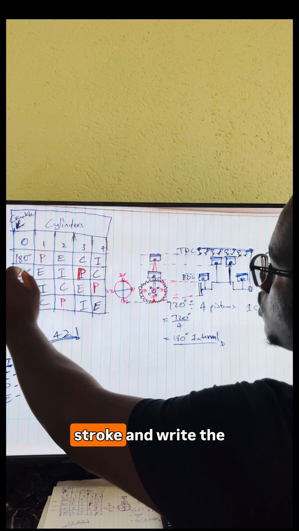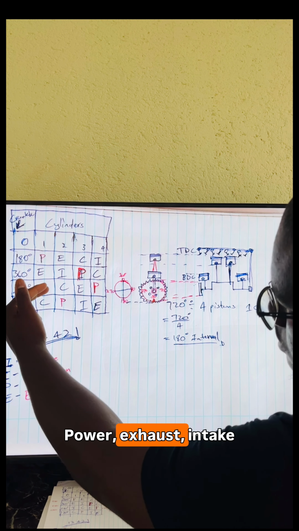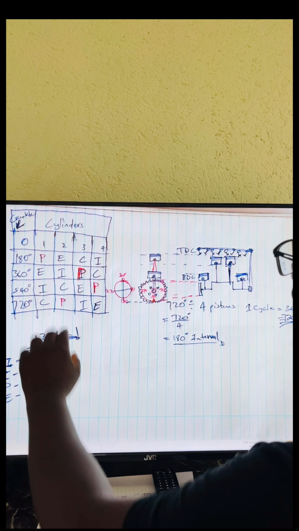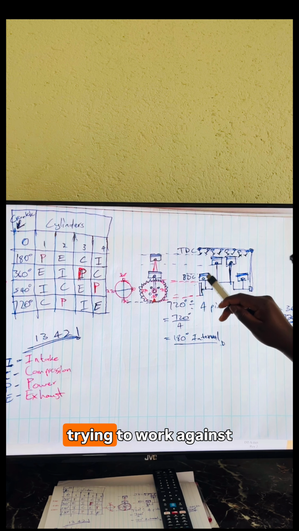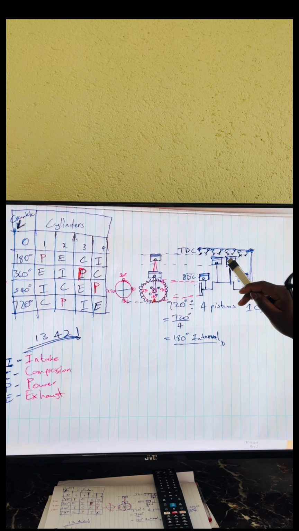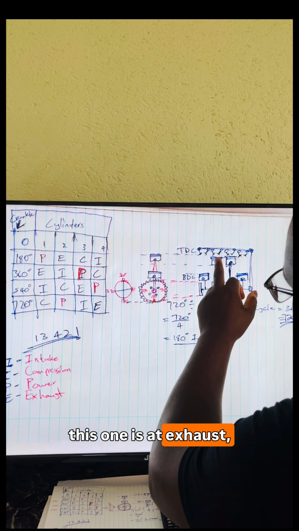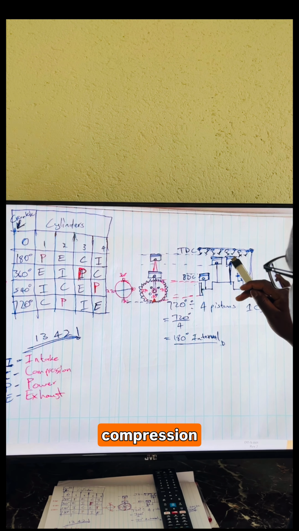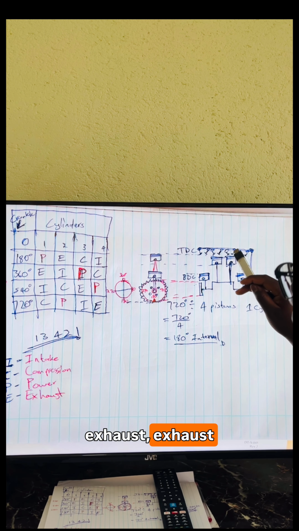I'm going to put power stroke and write the steps as follows: power, exhaust, intake. You know the procedure. Then piston number 2, because this one is working against this one. If this one is at power, this one will be at exhaust. And as you know, if this one is at exhaust, this one is going to be at compression. It cannot be both exhaust.